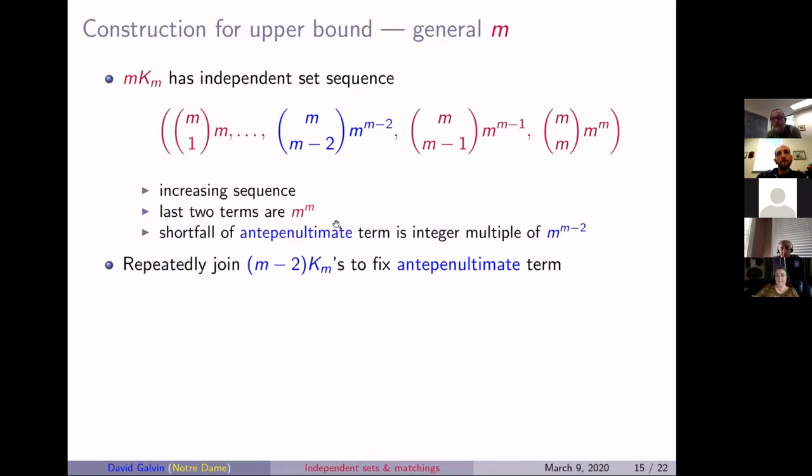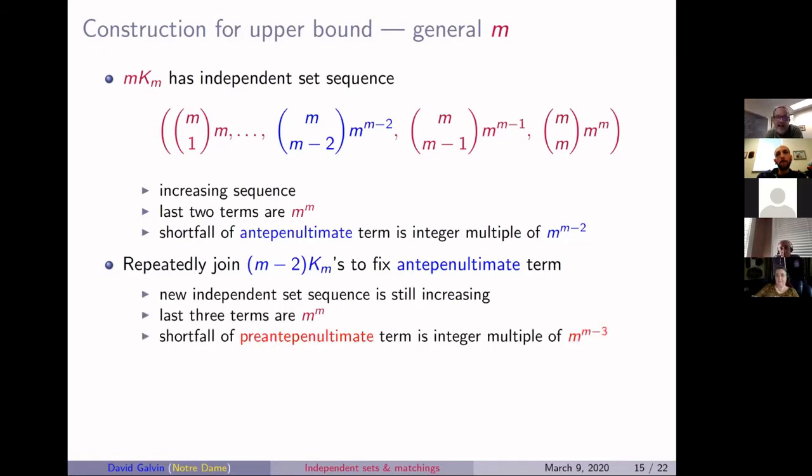Now, of course, there's something I have to be worried about. By adding a whole bunch of independent sets of size m minus 2, I also add independent sets of size m minus 3, m minus 4, etc. And the thing I have to worry about is, what if this number of independent sets of a smaller size suddenly becomes too large, jumps over m to the power m? So the thing I have to keep track of is that as I do this fixing operation, I continue to have an increasing sequence until it plateaus out at the m to the power m.